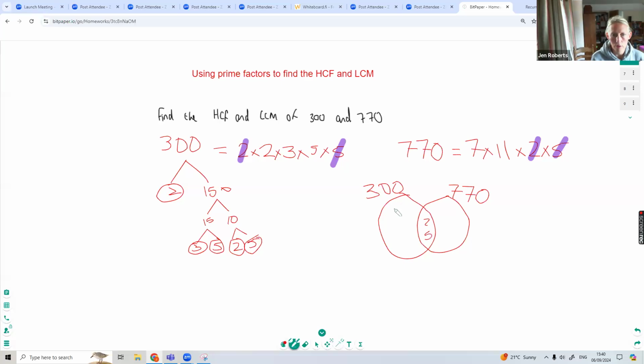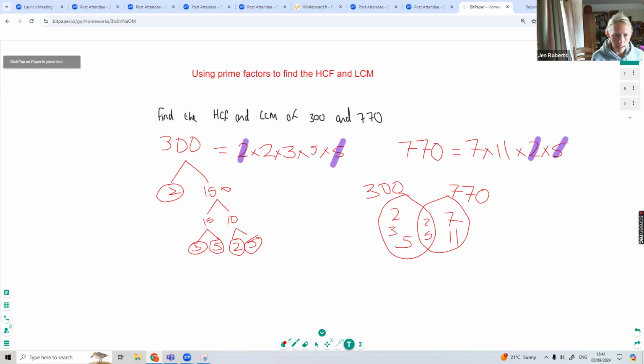What else is in 720? 2, 3, 5. And I just double check on this occasion as well: are all those numbers the prime factors of 300? 2, 2, 3, 5, 5, 2, 2, 3, yes. For 720, your extras are 7 and 11.